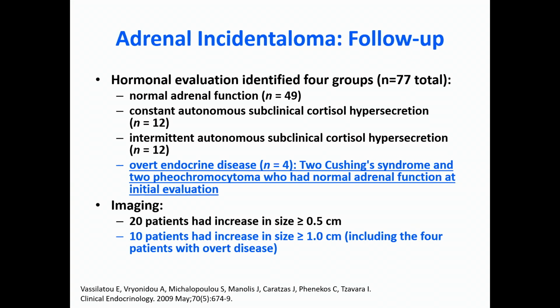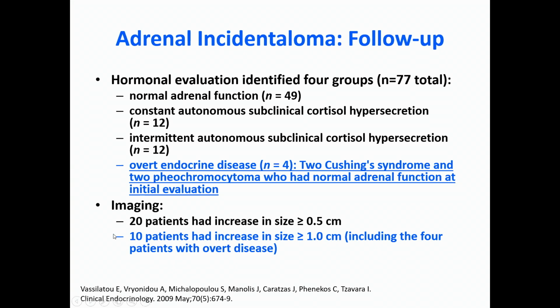And they identified 4 different groups. Group 1 had normal adrenal function in 49 out of 77 of the patients. 12 of the patients had constant autonomous subclinical cortisol hypersecretion. 12 of the patients had intermittent autonomous subclinical hypersecretion. But interestingly, highlighted in blue here, there were 4 patients who actually were later noted to have overt disease, 2 Cushing's and 2 pheochromocytomas, even though they had normal adrenal function at initial evaluation. So based on this, one might consider repeat surveillance or biochemical testing, even if the initial evaluation is negative.